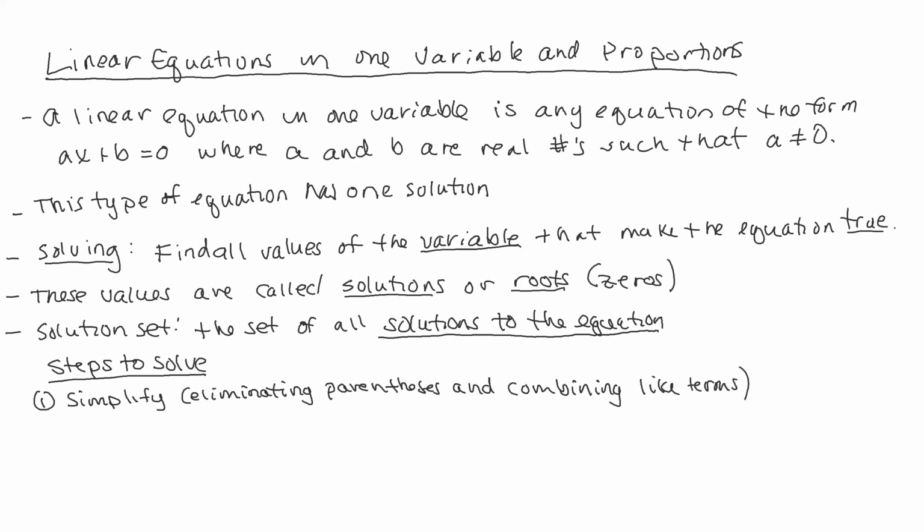Okay. The second step is to collect variables on one side. So you want to get all of your variables in a single term, and you want to get it to one side of the equation. Generally, we'll do this on the left-hand side, but you could do it left or right. And then you want to get constants on the other side. So constants are the numbers that are just by themselves.